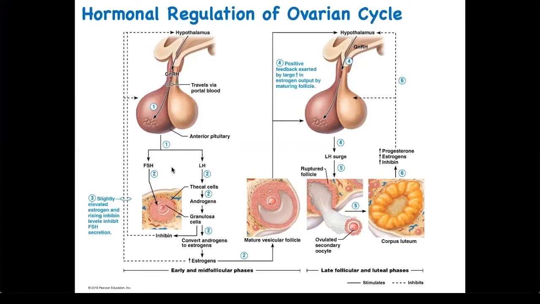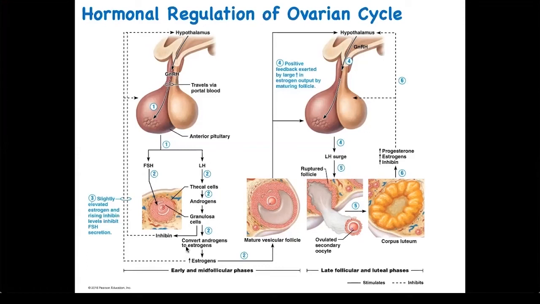Let's follow what FSH and LH do. The target for LH are the theca interna cells. Remember the theca interna. These cells take cholesterol from the blood and convert it into androgens. The androgens then will be taken up by the granulosa cells. The granulosa cells will have receptors for FSH. The FSH will stimulate the granulosa cells to convert the androgens into estrogens.